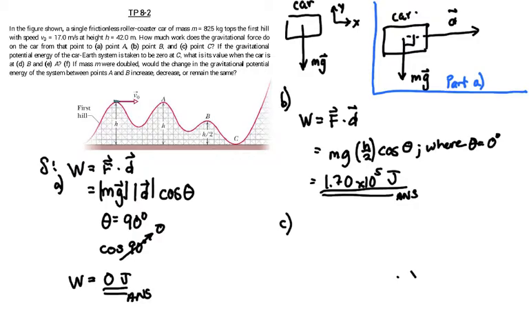Then part C, this is getting to be a little redundant, but we see that our displacement is now an integer value of h, cosine theta, where again, the angle between our vectors, if we're looking only in the y direction, is 0 degrees. And not surprisingly, we get double what we got for part B.